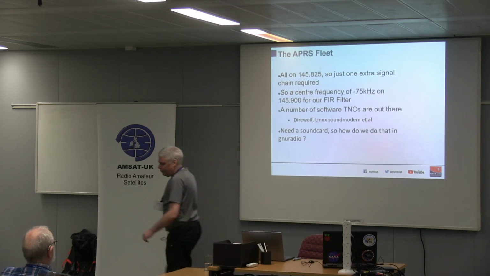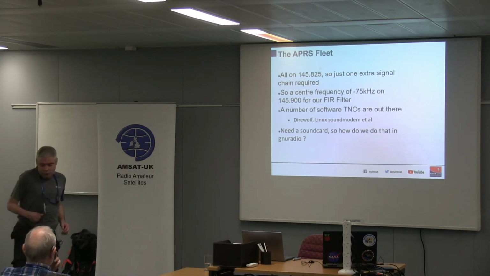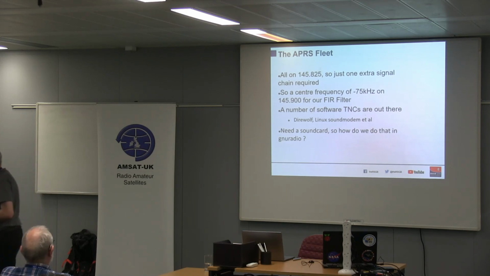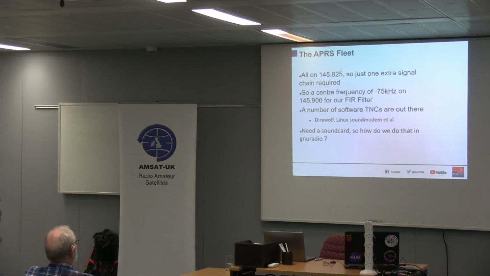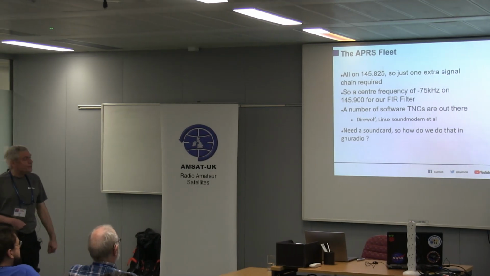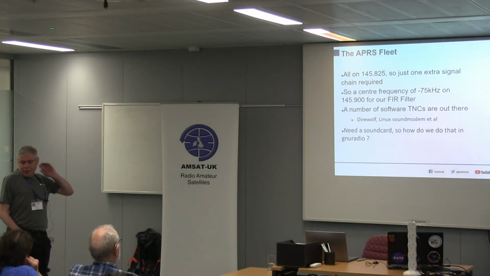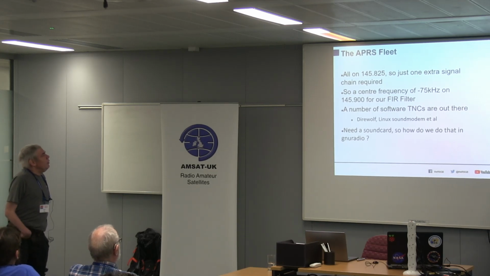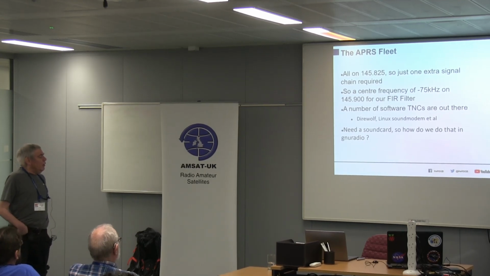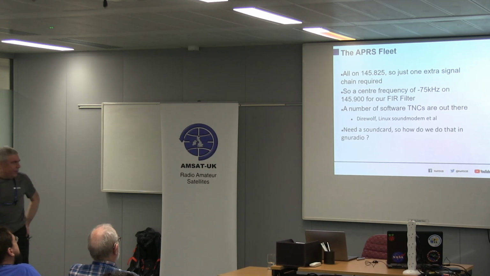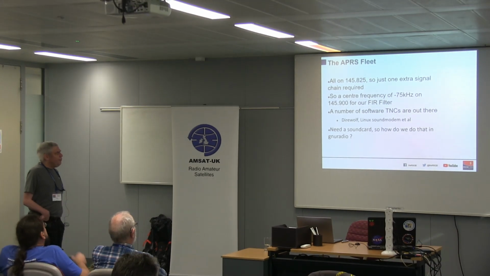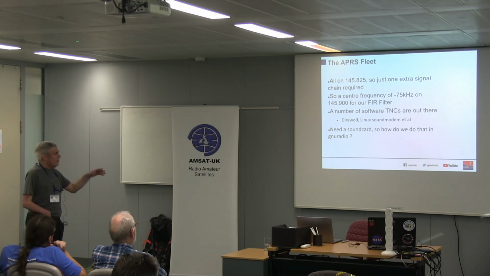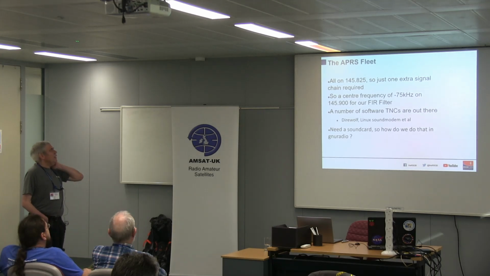APRS. They're all on the same frequency, so there's only one extra signal chain required. A center frequency of -75 kilohertz, or 145.9, will get you on the right frequency for the FIR filter. You need a software TNC. There are plenty out there. Direwolf, the old Linux soundmodem, and all the rest of them. Direwolf is probably the favorite these days. But we also need a sound card.